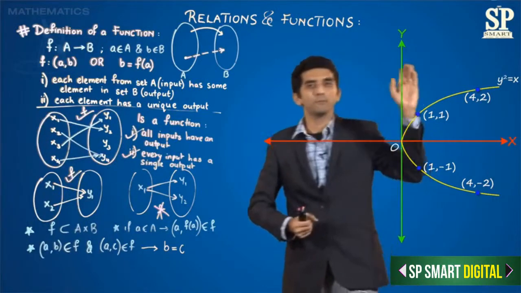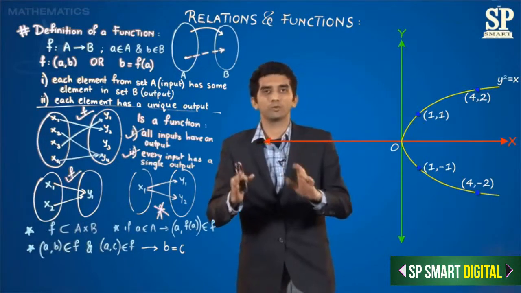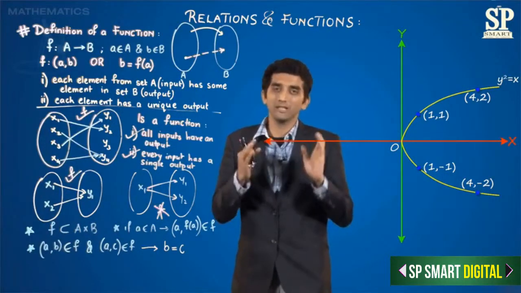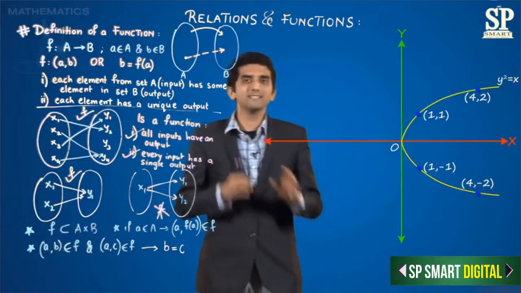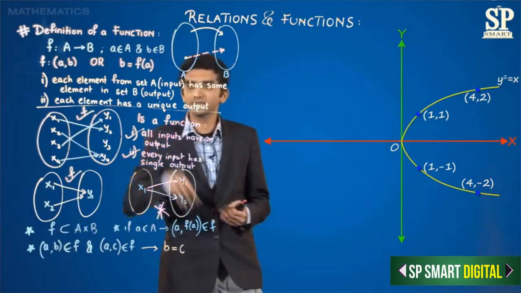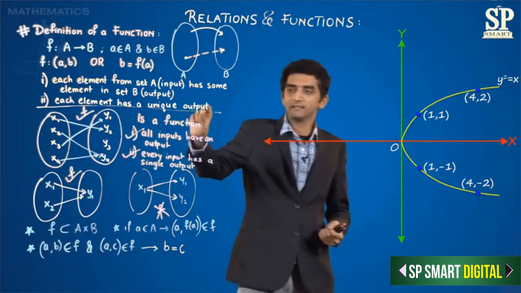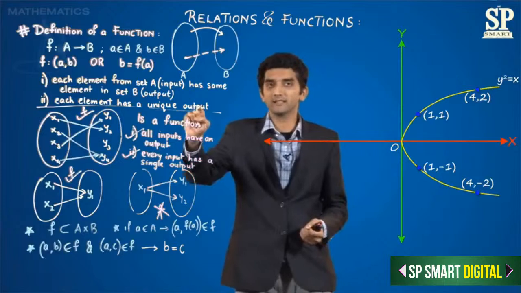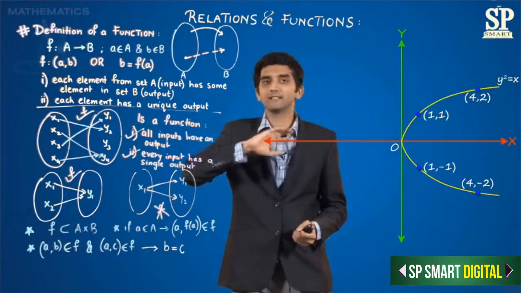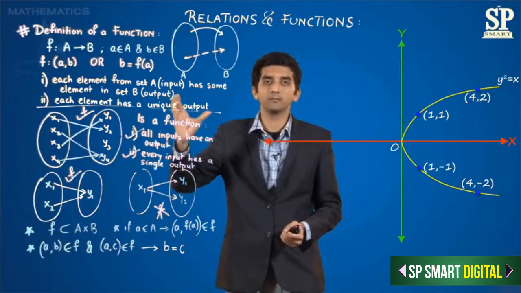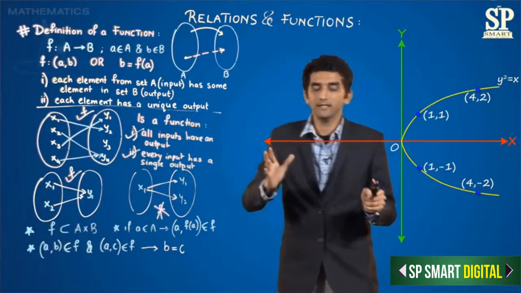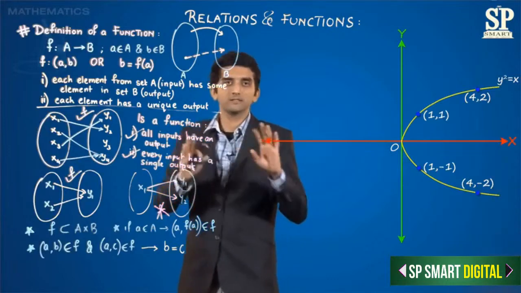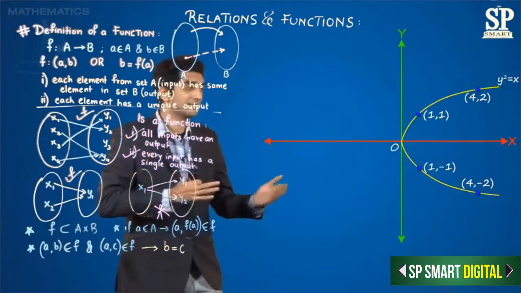For that matter, if I put 0, I'm getting only one output. If I put 0 in this equation, y square equal to 0, I get only one value of y, which is 0. But that is the only case where that is happening. The thing we need to understand is that if even a single input is violating this concept, then the entire relation becomes not a function. So we need to understand this.